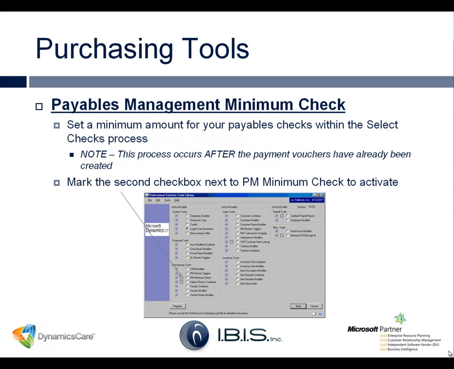Payables management minimum check tool allows you to set a minimum for your payables checks within the select checks process. Just note the process occurs after the payment vouchers have already been created. You simply go into the professional service tools, mark the second checkbox. This is another one of those that activates additional functionality in GP.